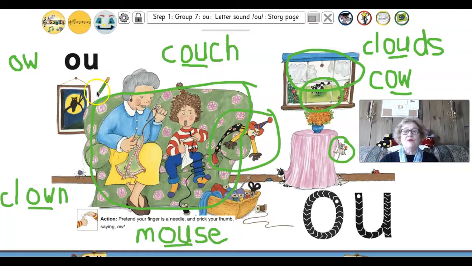The last one I want to point out is this owl up here. Owl has the OW spelling, so let's write it. O-W-L, owl. Wow, look at all those words we wrote today.